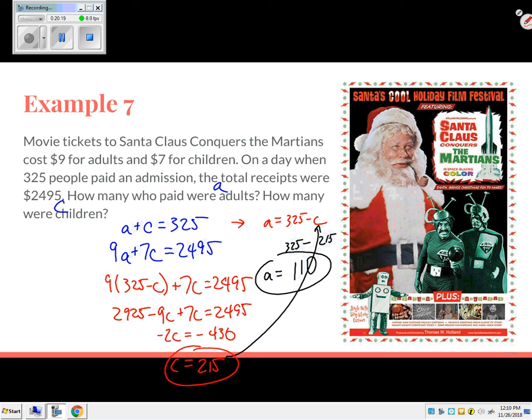Make sure somehow at the end of the problem you let me know that for your adults, there were 110, and for your children, there were 215. If you want to use A and C, or if you kept x and y, please make sure you either label your numbers 110 adults, 215 children, or if you just use A and C, I will be able to piece that together, so that I know that you know what is going on.